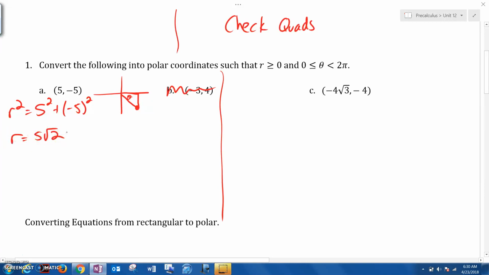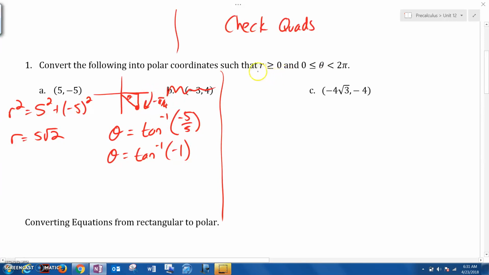Okay. Now we need to find theta. To do that, you have to just do the tangent inverse of y over x, which is just the tangent inverse of negative 1. Now, you guys, for this unit, we are allowed to use the calculator, so you could type this in, and when you do that, you would get negative 45 degrees, or negative pi over 4.